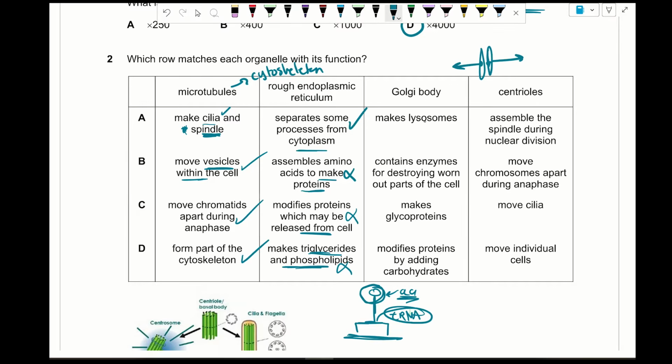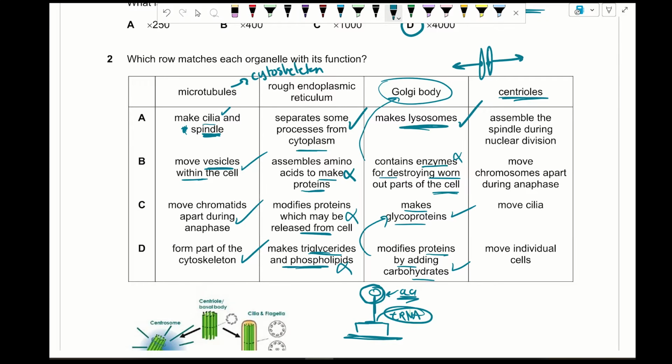Now, Golgi body makes lysosomes. Yes, this is correct, because as we've mentioned earlier, it does modify proteins, therefore also makes lysosomes, which are enzymes. Now, contains enzymes for destroying worn out parts of the cell. This is incorrect indirectly, because lysosomes are what destroy worn out parts of the cell. So not directly the Golgi body. The Golgi body does synthesize the lysosomes, but doesn't directly do this function. Now, makes glycoproteins. This is correct, because it does modify the proteins. Modifies proteins by adding carbohydrates. This is also correct, which also makes glycoproteins.